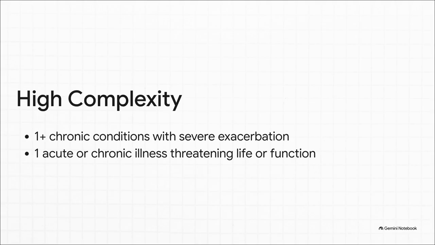Finally, we have high complexity. This is reserved for severe immediate risks. We're looking at 1 or more chronic illnesses with severe exacerbation or progression, or a condition that poses a direct immediate threat to life or bodily function. If you're dealing with severe anaphylaxis, an acute MI, unstable angina, or a patient with uncontrolled type 2 diabetes and a severe hypoglycemic crisis, you are operating in the high complexity tier. The risk of morbidity or mortality without intense, immediate intervention is literally off the charts here.